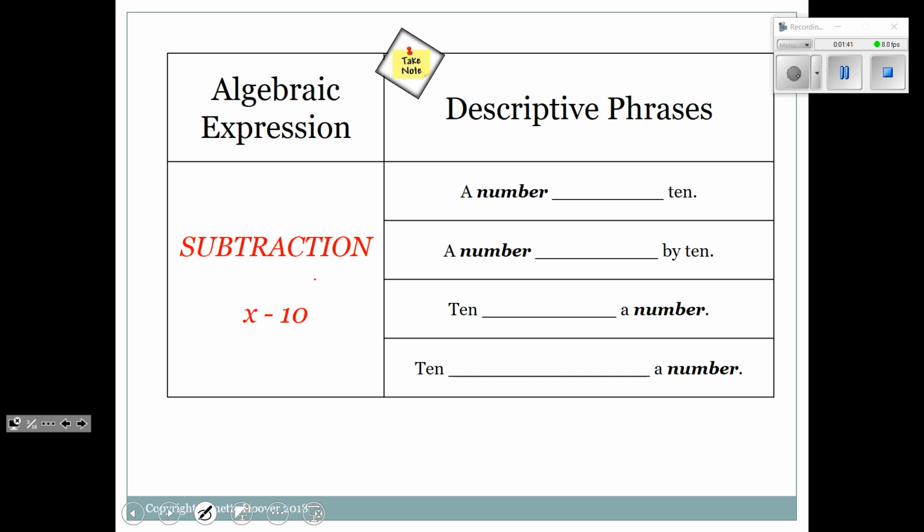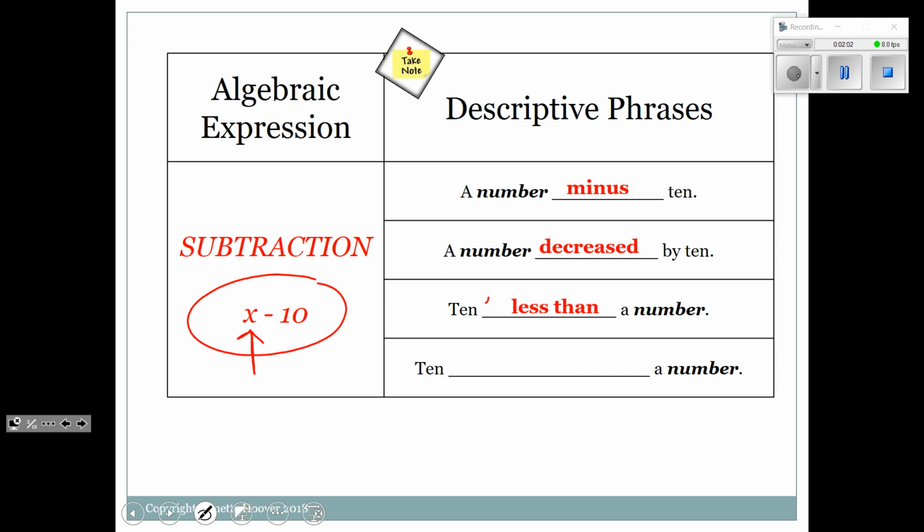So with subtraction, here's our expression. Notice that we have an unknown number right here, so in place of that, we're going to say a number. So what are 4 different ways that we could read the same expression? We could say a number minus 10. We could say a number decreased by 10. 10 less than a number.